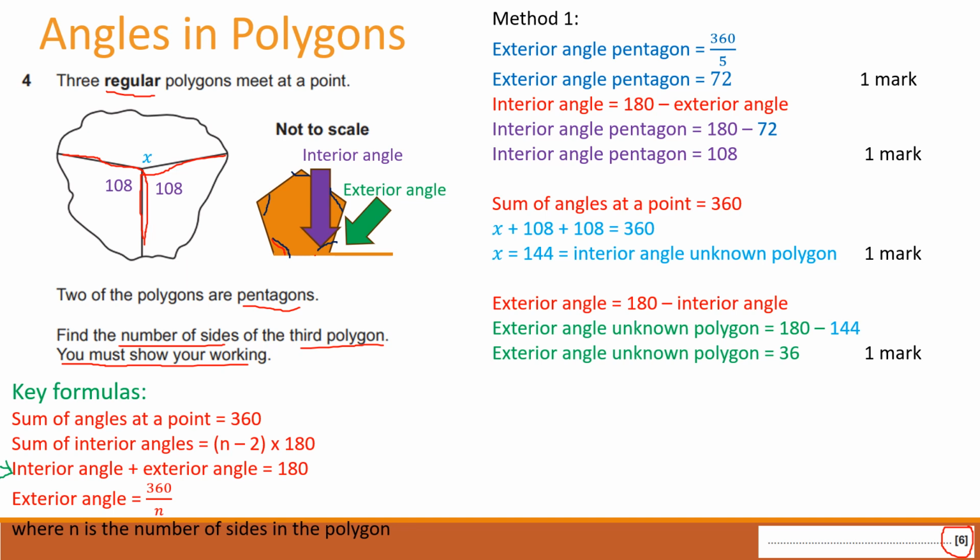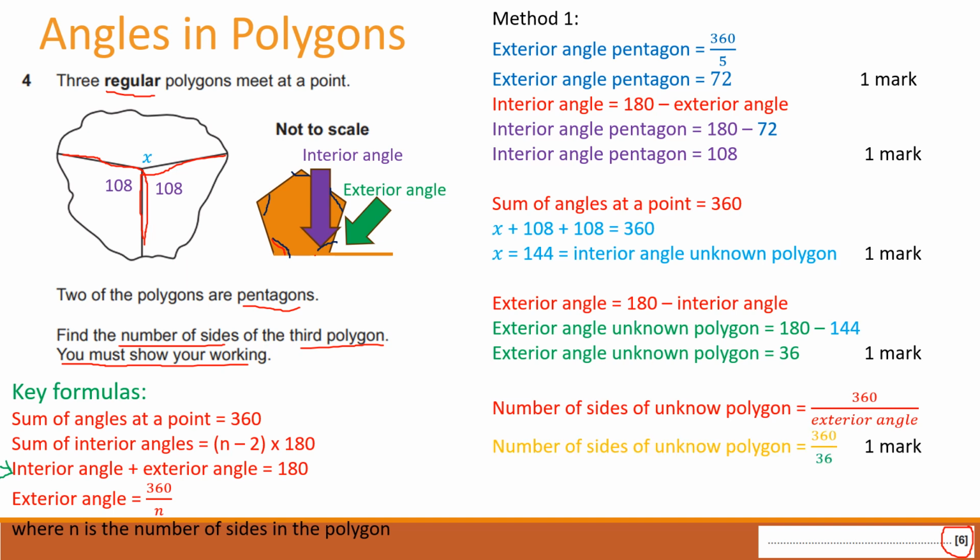Now the fourth formula on the left-hand side tells me the exterior angle is 360 divided by n. But I can rearrange this to find the number of sides is 360 divided by the exterior angle, just by cross-multiplying the exterior angle and the number of sides. Just swap them over. Now I know the exterior angle is 36, so the number of sides of the unknown polygon is going to be 360 divided by 36 for 1 mark. You work that out, and it gives you 10, which is the final 6th mark. So that is how I get the 6 marks for this question.